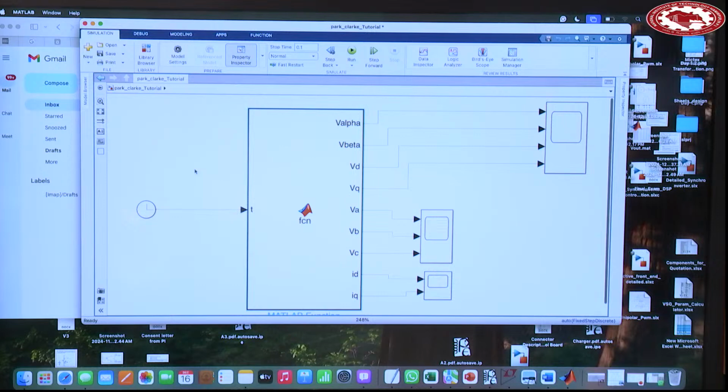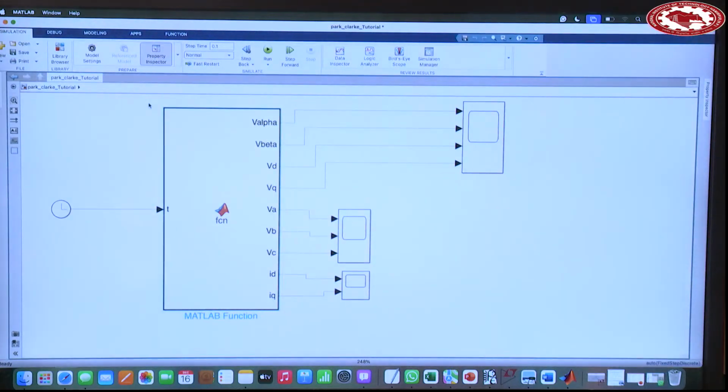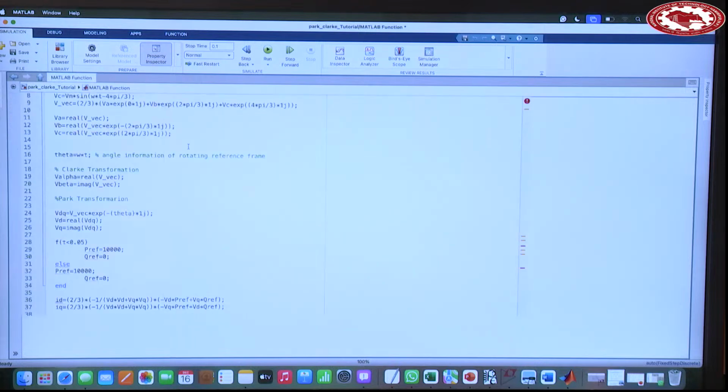Since I am generating three phase signals through coding itself, I need to have some reference of time. So I have used one signal, Clock. It is there in MATLAB Simulink. And, it is hanging.